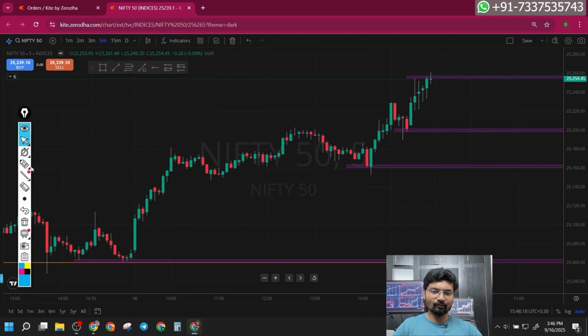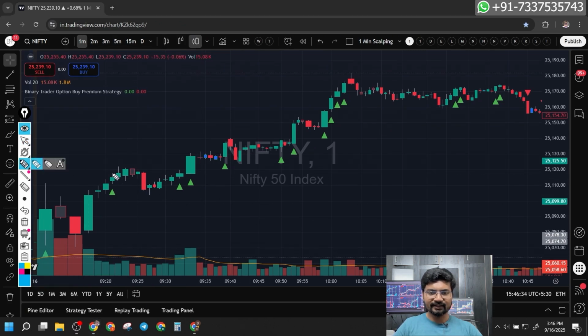Let's see how the scalping indicator worked in this initial move. For a scalper, the trend changed here around this 10:45 candle. Let's see what happened and how the signals are generated. This is the scalping indicator. It generated a signal here.